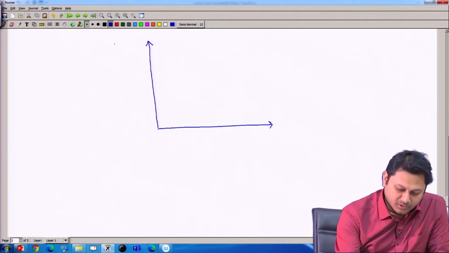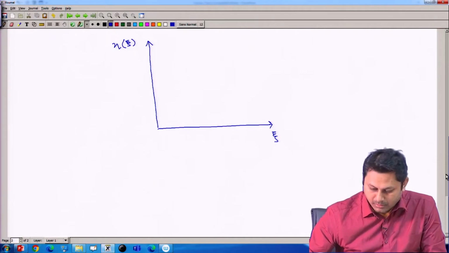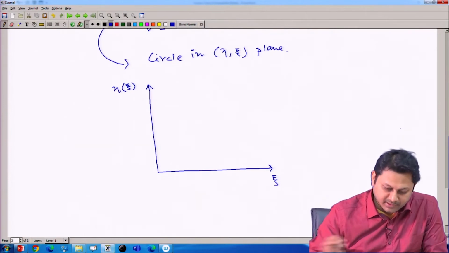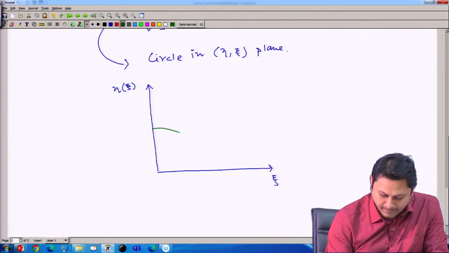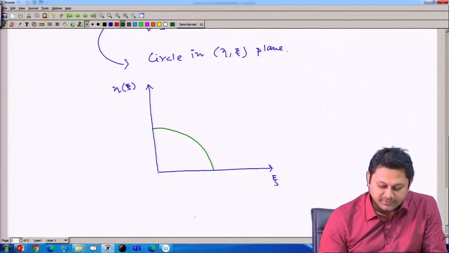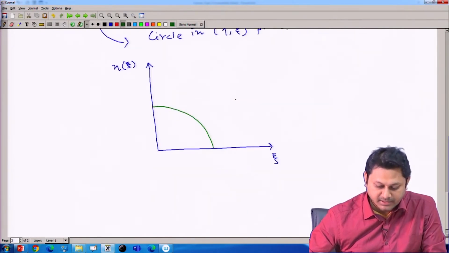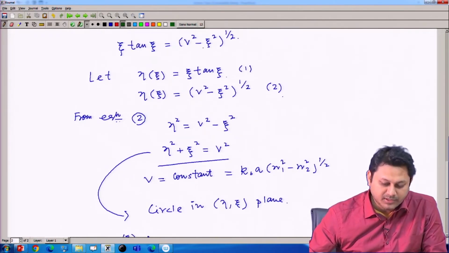So, along this axis I plot eta, which is a function of xi, and this is xi. When I plot equation 2, then I have a circle. Let me draw this circle first, because I do not want to plot all the quadrants. This is sufficient here, and it also restricts the value, because otherwise I do not have any physical value for that. And then if I plot xi tan xi, we know how tan x is going to change with respect to x.